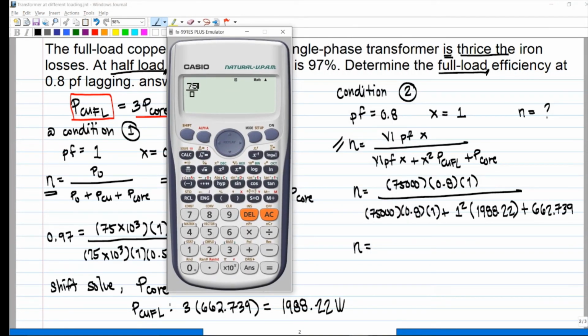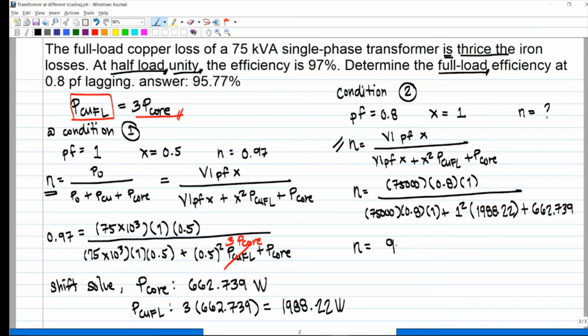So 75,000 times 0.8 times 1 divided by 75,000 times 0.8 times 1 plus 1 square times the full load copper loss plus the core loss, 662.739. That is 95.77%. Now this is the answer.